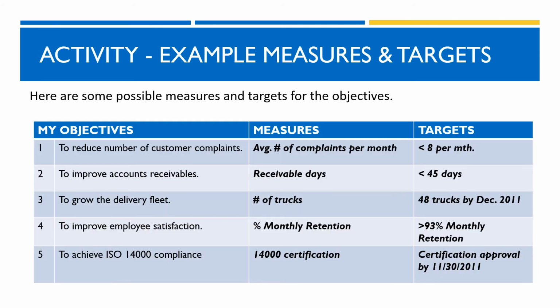And here are some possible measures and targets for the objectives on the previous slide. For example, if the objective is to reduce the number of customer complaints, the measure will be the average number of complaints made per month, and the target will be less than 8 complaints per month.